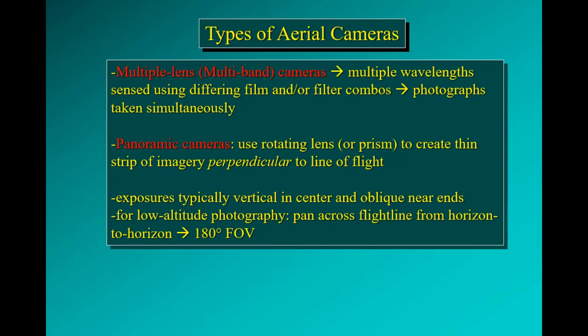multiple cameras. Panoramic cameras, in contrast, use a rotating lens or prism in order to create what is a relatively narrow strip of imagery that is perpendicular to the line of flight. But the exposures typically are going to be vertical just in the center along the flight line and oblique near the ends, or as we are on the outer portion as we extend away from the flight line. For low altitude aerial photography, we pan across the flight line from horizon to horizon, such that we have up to, and this is rather remarkable, a 180-degree field of view.